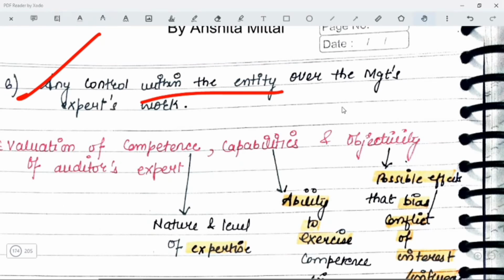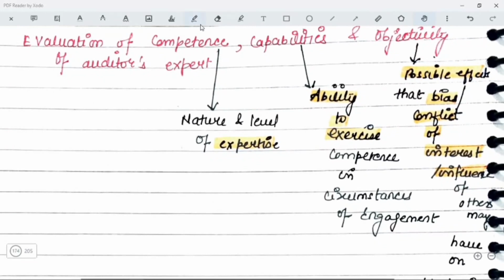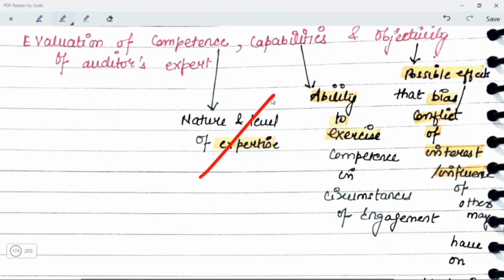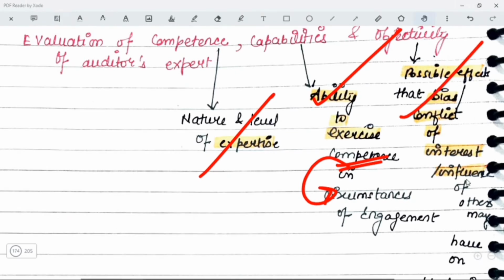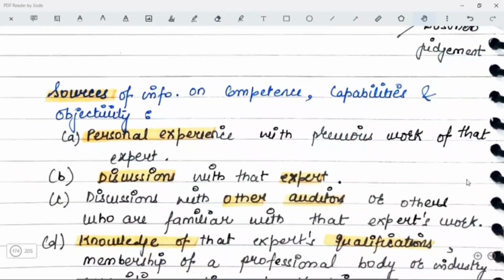Evaluation of competence, capabilities and objectivity of auditor's expert. So competence की बात करें तो you are going to see the nature and level of expertise that he holds. Capabilities की बात करें तो the ability to exercise the competence in the circumstances of engagement. You have the competency, but are you able to apply the same to the circumstance of the engagement? ऑब्जेक्टिविटी की बात करें तो पॉसिबल इफेक्ट्स दैट बायस या फिर कॉन्फ्लिक्ट ऑफ इंटरेस्ट या फिर इन्फ्लुएंस ऑफ अदर्स मे हैव ऑन हिज प्रोफेशनल और बिजनेस जजमेंट.